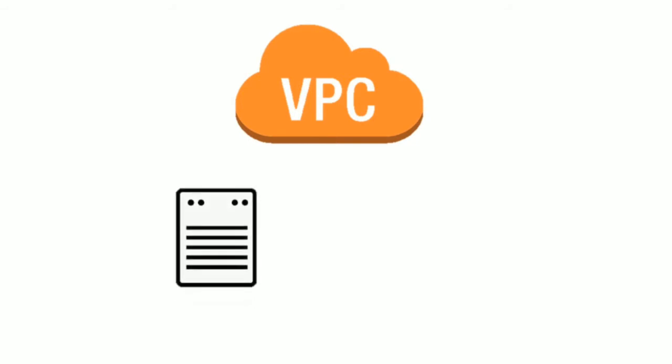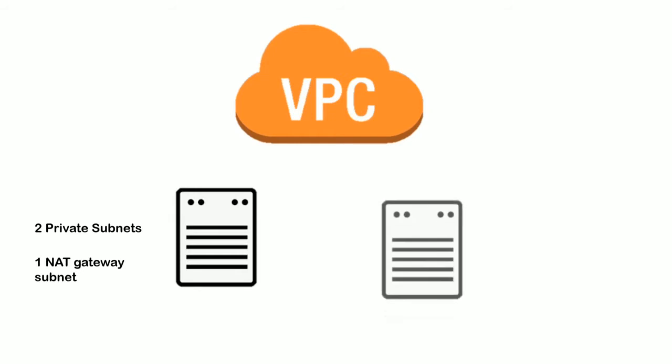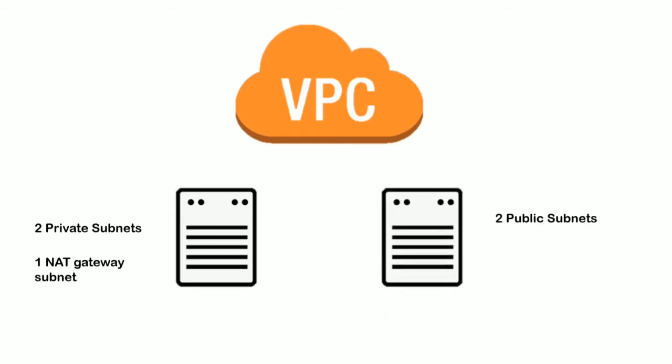There are basically two different ways to create a VPC. The first one is an option to create with two private subnets and a NAT gateway. The second one is an option to create with two public subnets that you can associate with an elastic IP address.